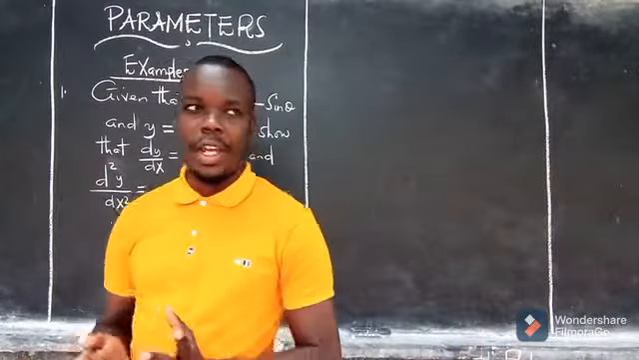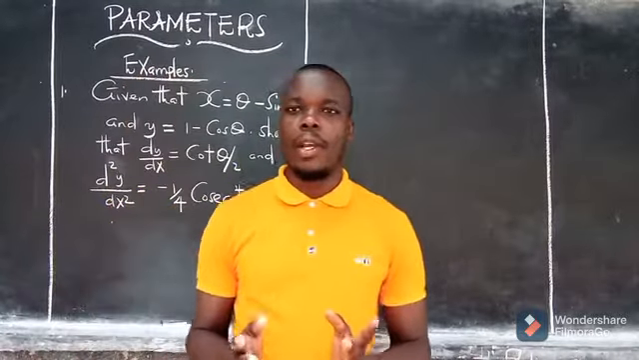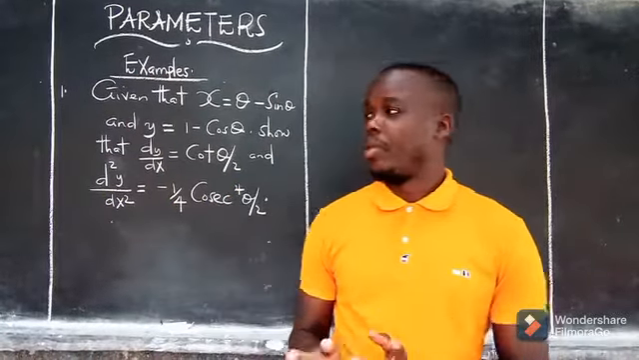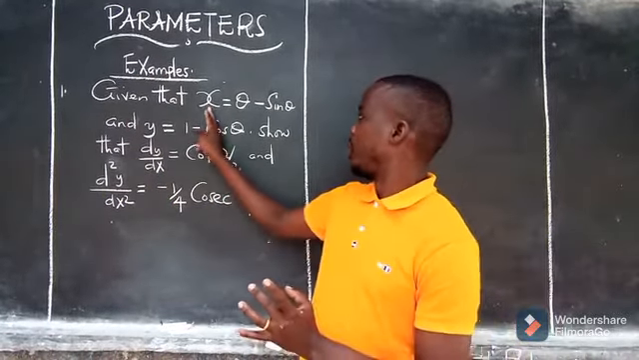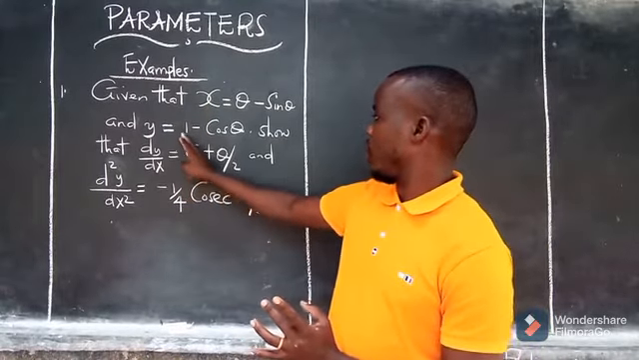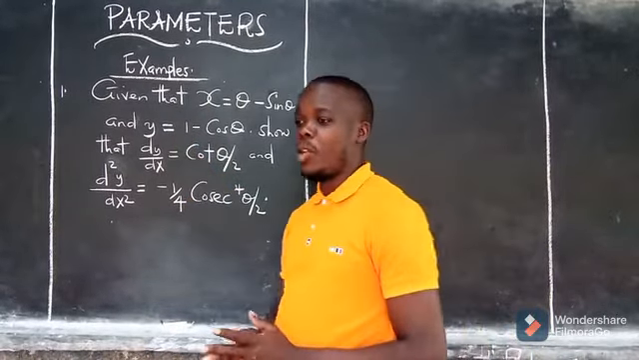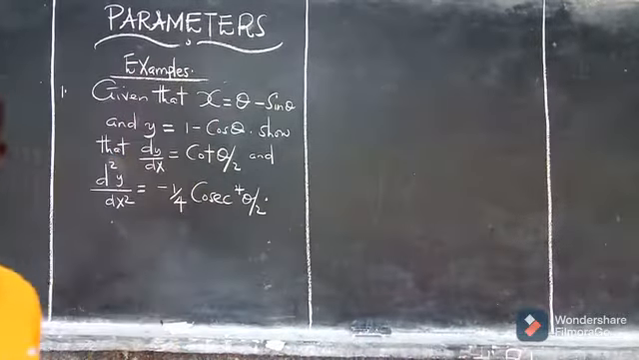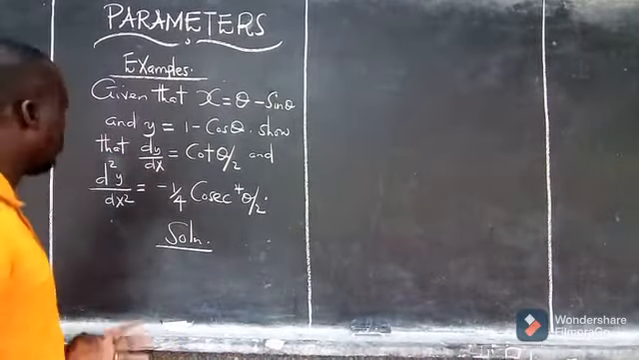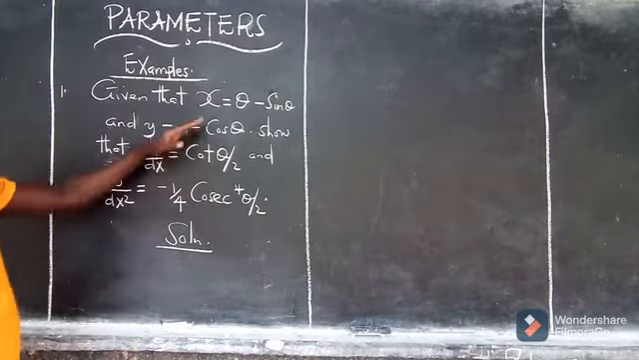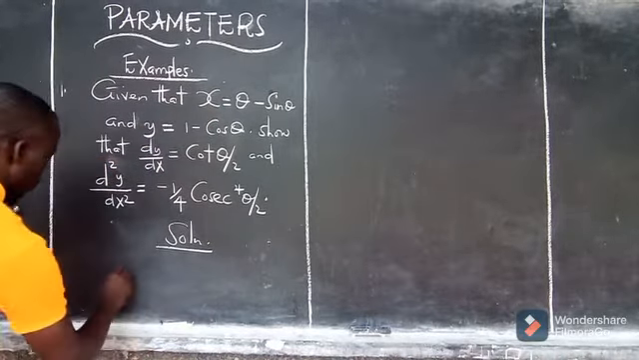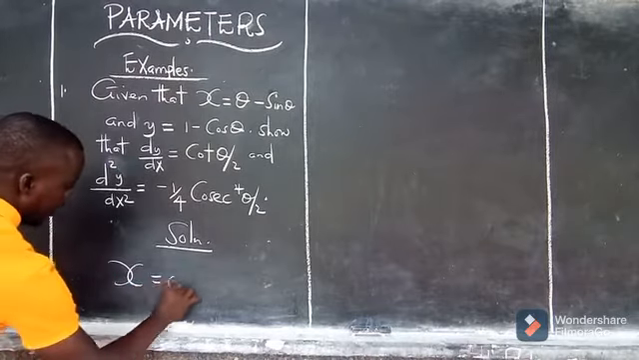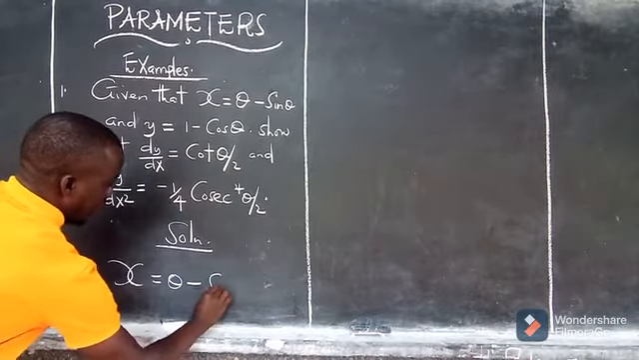Now, what do we do here? We are going to apply what we call the chain rule again. By simply differentiating this function with respect to theta, we also differentiate this function with respect to theta. Then we can bring in the chain rule. So I am going to begin with the very first expression here, where we have x as theta minus sine theta.